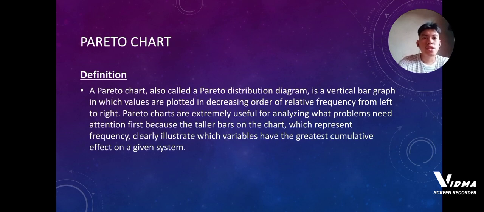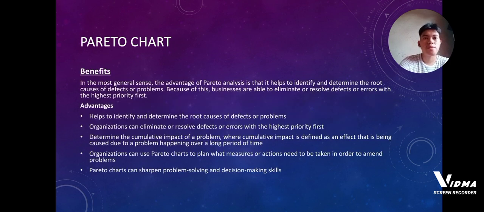So a Pareto chart, also called a Pareto distribution diagram, is a vertical bar graph in which values are plotted in decreasing order of relative frequency from left to right. Pareto charts are extremely useful for analyzing what problems need attention first because the taller bars on the chart, which represent frequency, clearly illustrate which variables have the greatest cumulative effect on a given system.